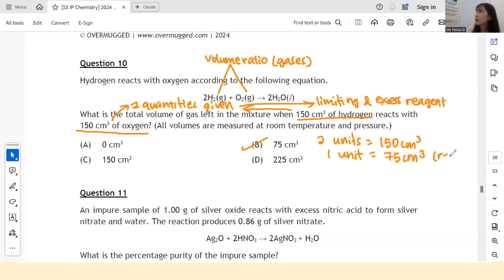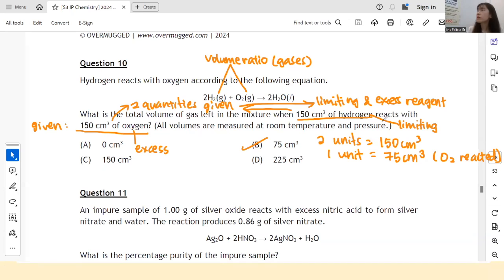So that means the amount of oxygen that has reacted is 75 cm cube. But how much oxygen was I given? I'm given 150 cm cube of oxygen. Aren't I being given too much? But this is what's given. But I only need to react 75. Then now we know that oxygen would be the excess because I'm given too much. Then hydrogen would be the limiting.